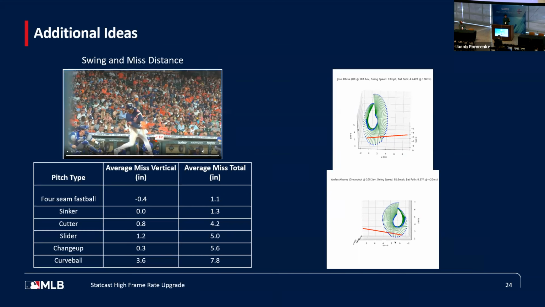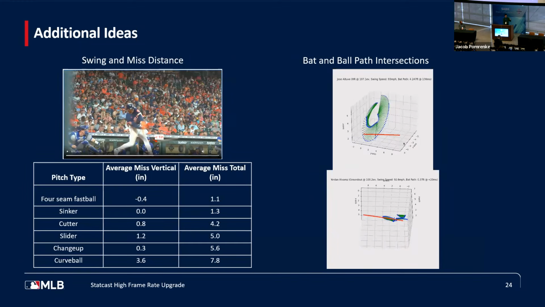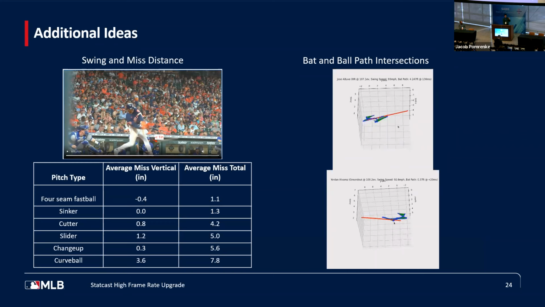And on the right here, one of the things we talked about is bat and ball path intersections. Whenever engineers put this together, looking at two different plays here, on the top we have a Jose Altuve home run, on the bottom a Yordan Alvarez ground out. We can see the path of the bat in green and blue and the path of the ball in red. And we can see where the two intersect. You can pause it right here and you can see the Altuve one, his swing path is very much in line with the trajectory of the ball.